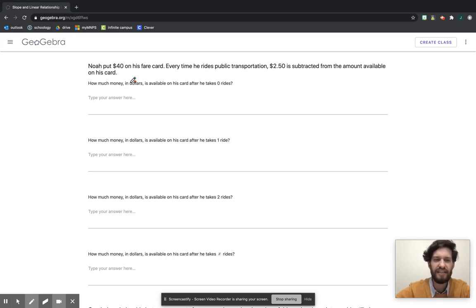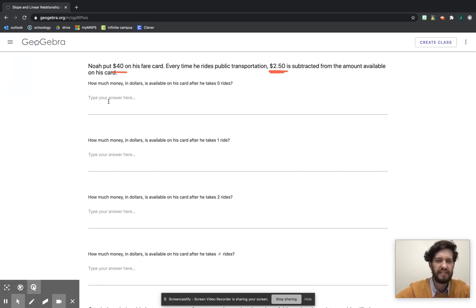So this question tells us that Noah puts $40 on his fare card, so that's going to be an important number. Then it says every time he rides public transportation, $2.50 is subtracted from the amount available on his card. So it sounds like a ticket for this public transportation is $2.50 a ride, and he has $40 to begin with.